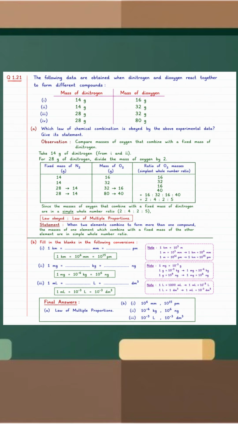Now the statement of the law. When two elements combine to form more than one compound, the masses of one element that combine with a fixed mass of the other are in simple whole number ratios. Now let us move to part B, which is unit conversion.